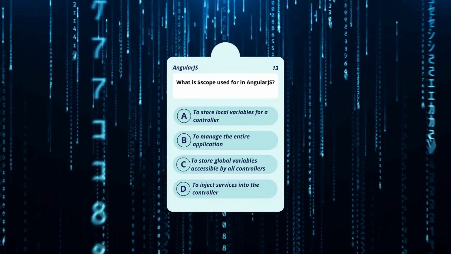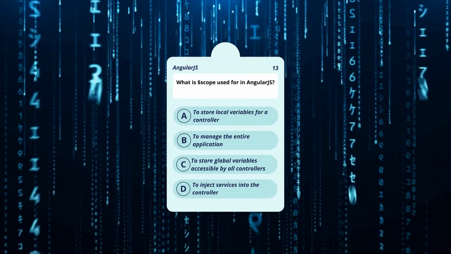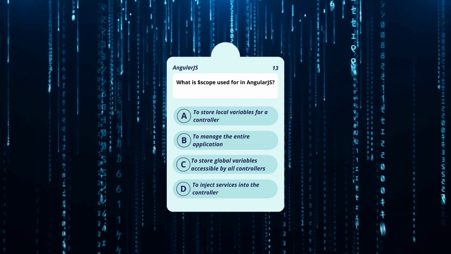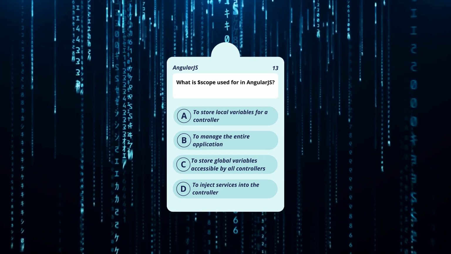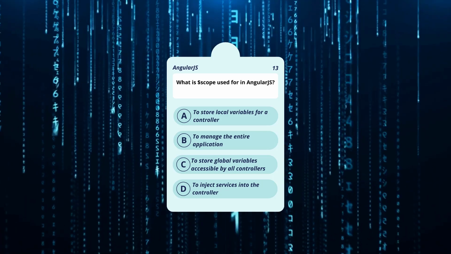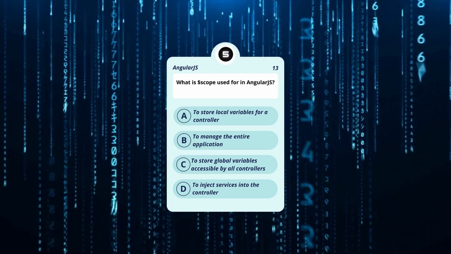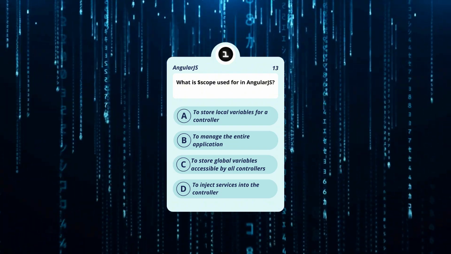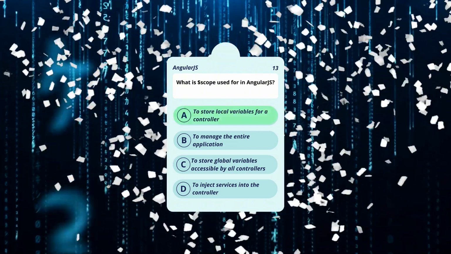What is $scope used for in AngularJS? A. To store local variables for a controller. B. To manage the entire application. C. To store global variables accessible by all controllers. D. To inject services into the controller. Answer A.